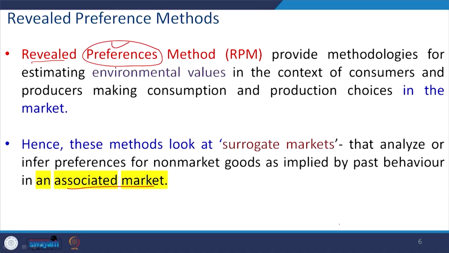So, we are searching the past behavior of individuals, consumers or producers, who are exercising their consumption and production behavior over there, choosing which goods and services are to be consumed and which goods and services are to be produced. That is not reflected in the actual market or true sense of market, but it is known as the surrogate market. In surrogate markets, we are trying to analyze the inferences, the preferences of individuals for non-market goods by analyzing the past behavior of these consumers or individuals in an associated market.